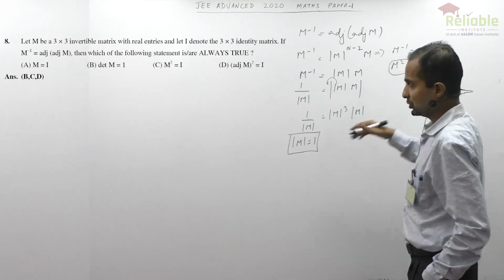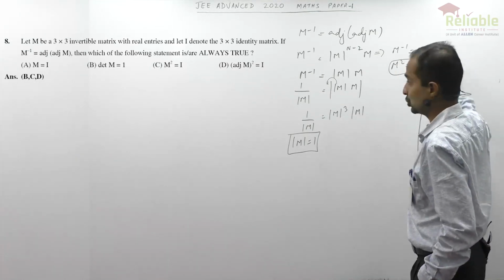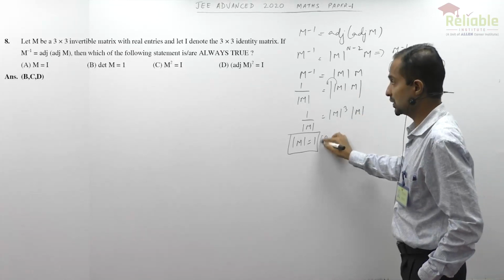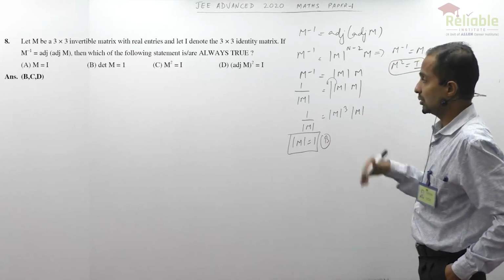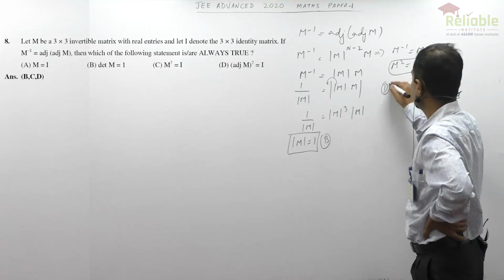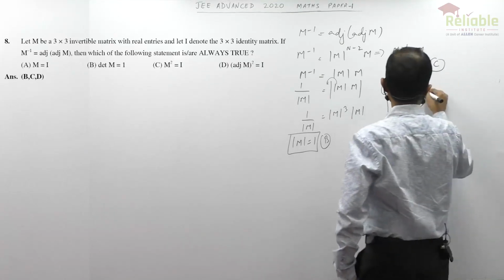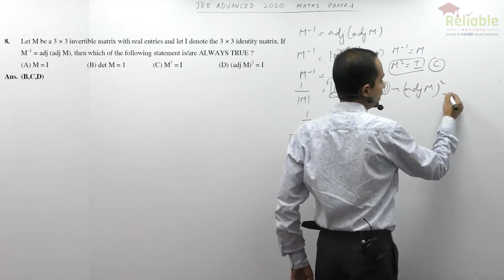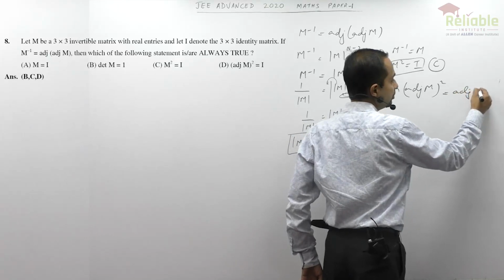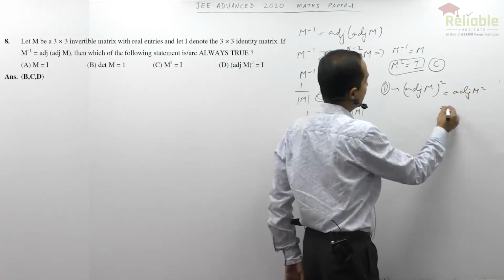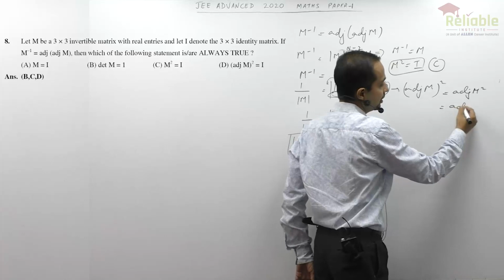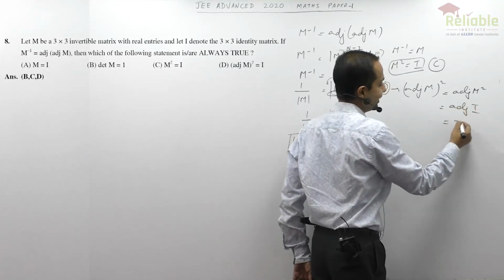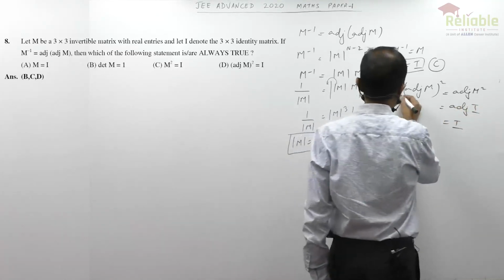You can formulate many choices like that. So that's your C choice, that's your B choice. Now coming to D choice. Now D choice says adjoint M ka square. That is nothing but adjoint M whole square. Now what is M square? That's I. Adjoint of I is I. Correct? So D choice is also right.